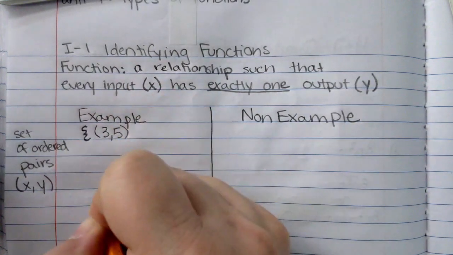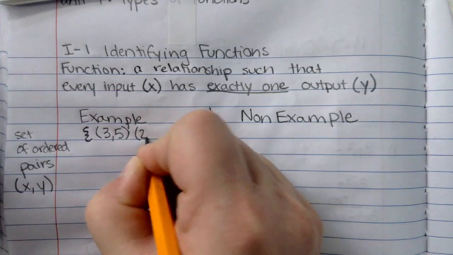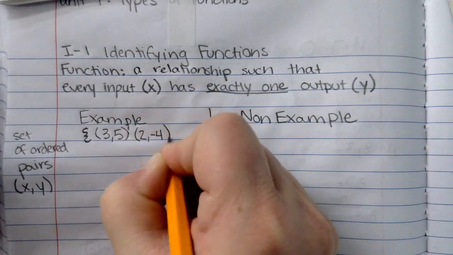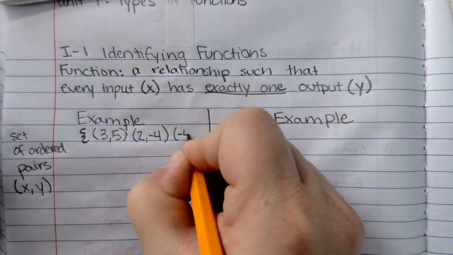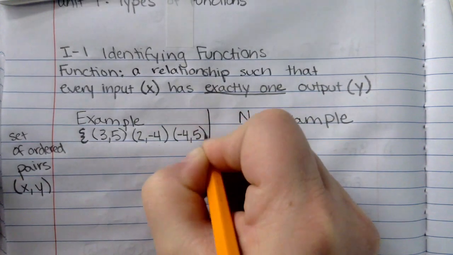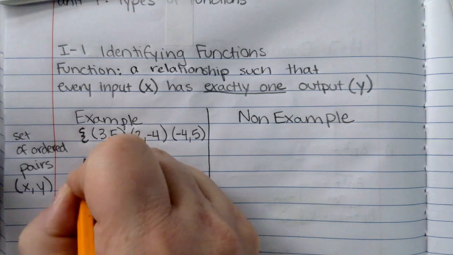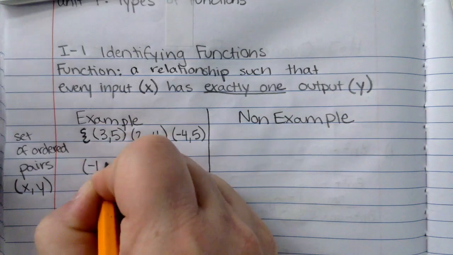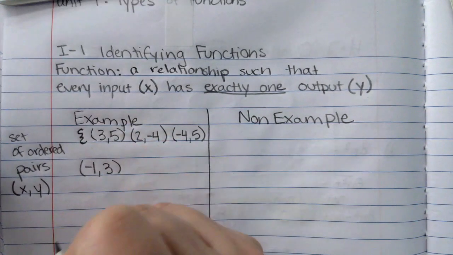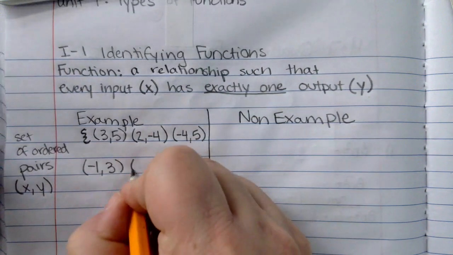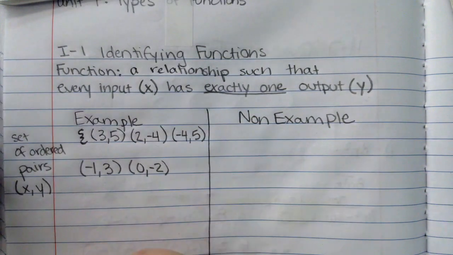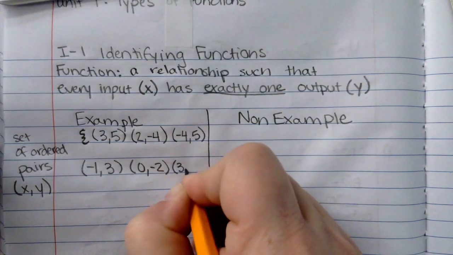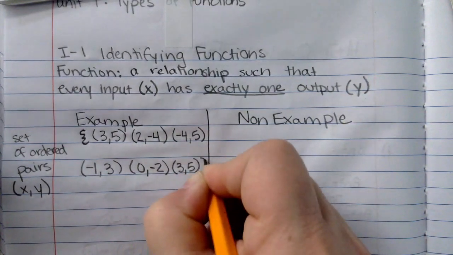When I look at my x's, what I want to know is if all my x's have exactly one y. So when I put in a 2, is there any other ordered pair where when I put 2 in, I get something else? No. If I put in negative 4, what must I get out? 5. If I put in negative 1, what must I get out? 3.